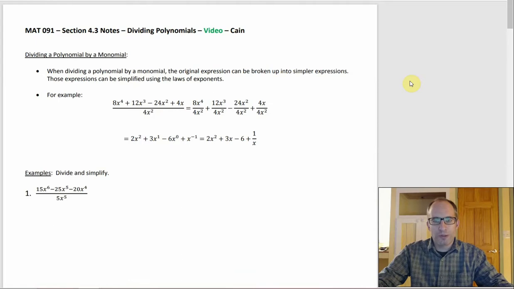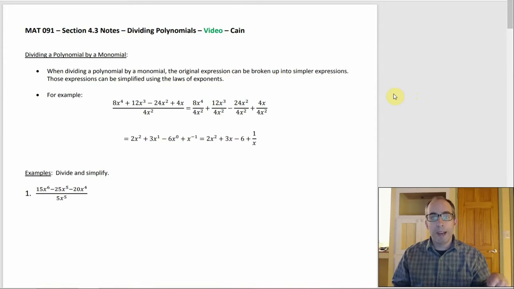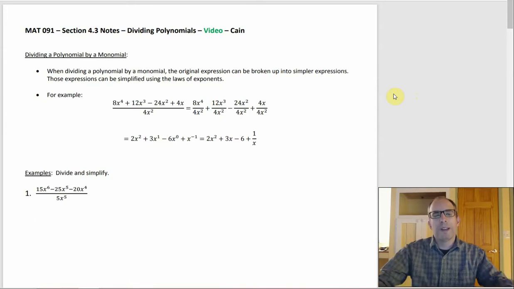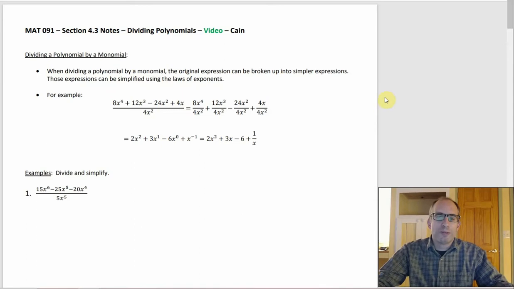Section 4.3 is about how to divide one polynomial by another. And if we're going to work through this from the easiest situation to the hardest, the easiest would be if you're dividing by a monomial. Because if you're dividing by a monomial, then you can break up the division, or the quotient, into simpler expressions, and then basically it's a bunch of law of exponents applications and you're done. And then maybe you have to rewrite with positive exponents or something, but basically you're done.